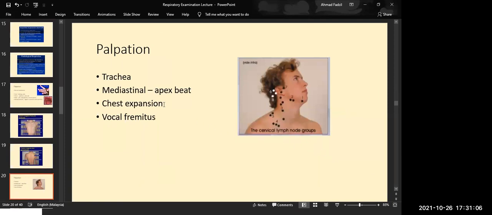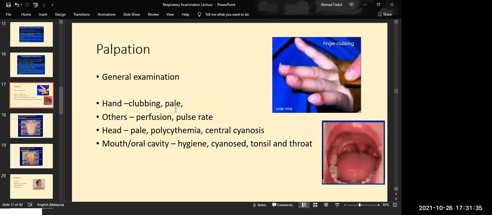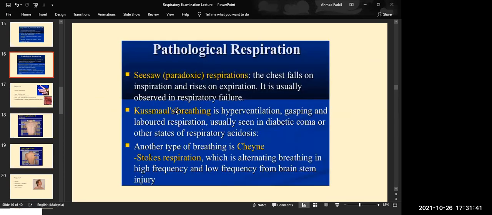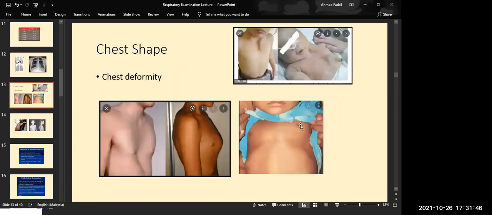Then you do chest expansion. You have to put both of your hands on, anchor. Chest expansion, we will talk about it later. You have to do the upper zone, mid zone, and lower zone for chest expansion.